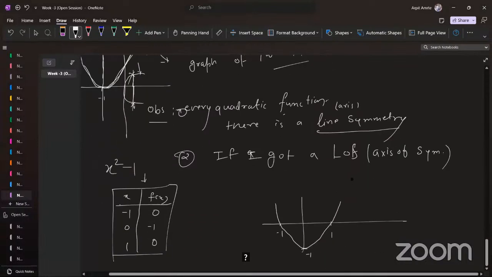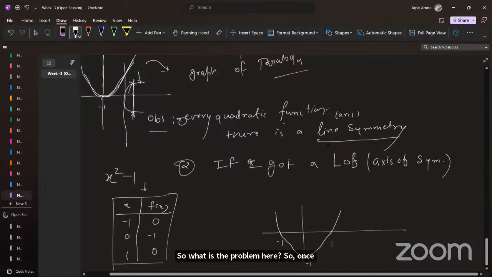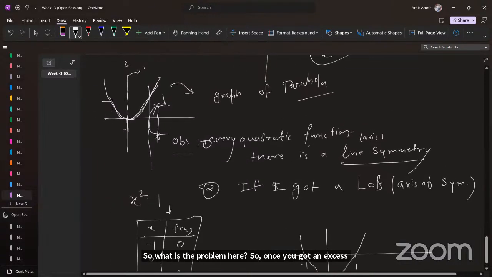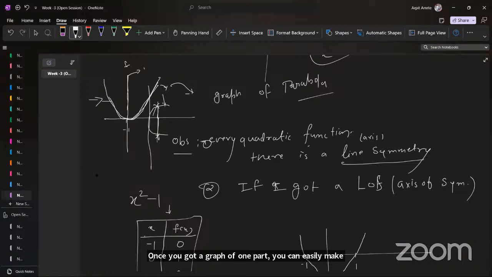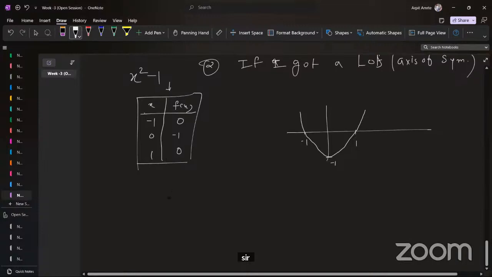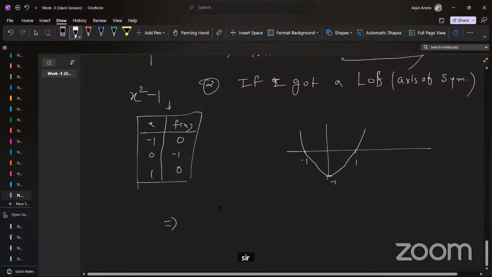So what is the benefit here? Once you have an axis of symmetry, you don't need to bother about this part or this part. Once you have the graph of one part, you can easily make the graph of the other part. It's just a mirror image, right? So half your work is already done. You only need to check this side. Your half of the points are gone.